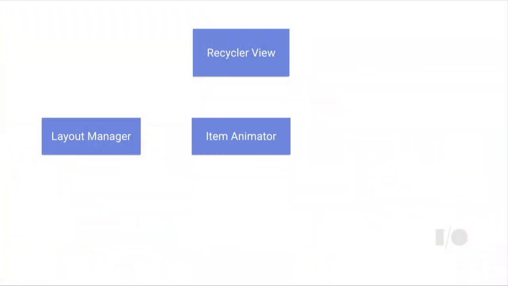I think it's very important. I believe most of you already use it. It's good to know who does what and which one you should use or which one you should customize depending on use case. So we have the RecyclerView, that's the main view group. There are three major components: the layout manager, an item animator, and an adapter.